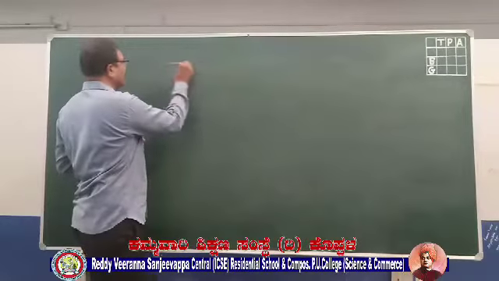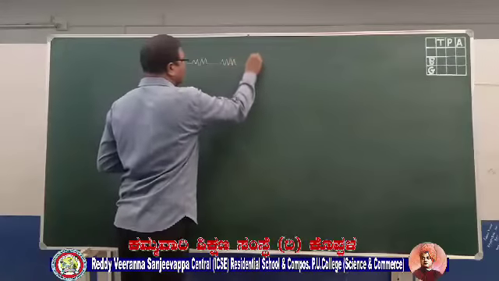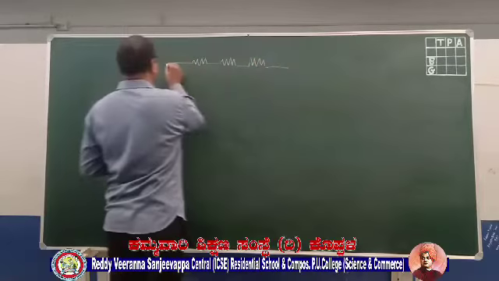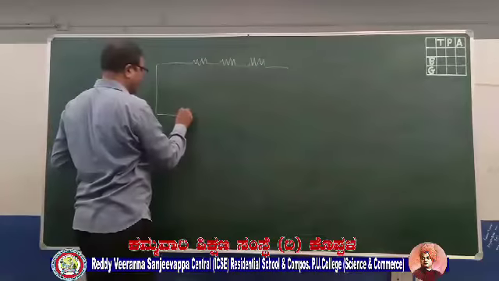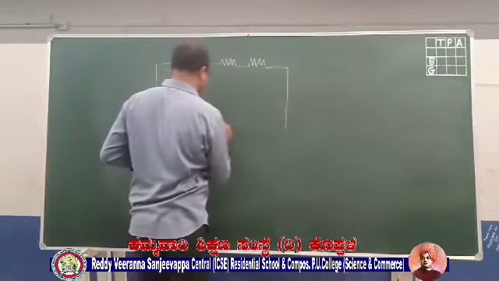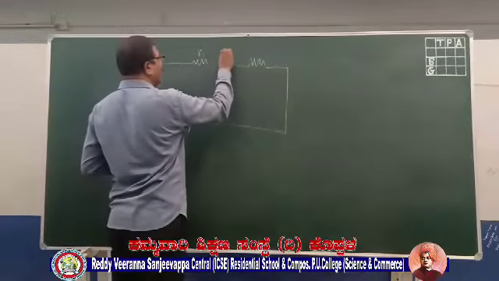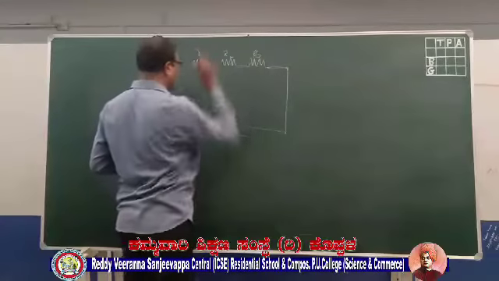So I take the 3 resistances here in series first. Then I connect it to a cell of potential difference V. I name the resistors as R1, R2 and R3.